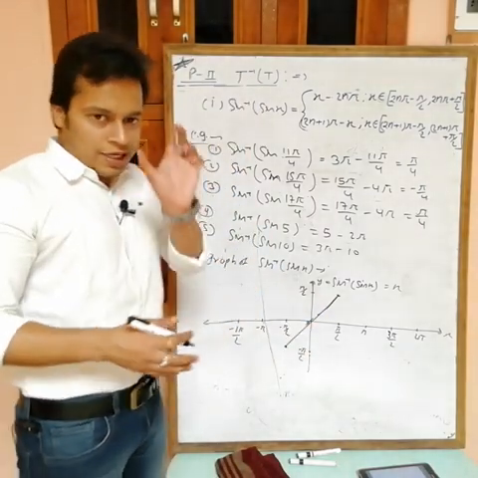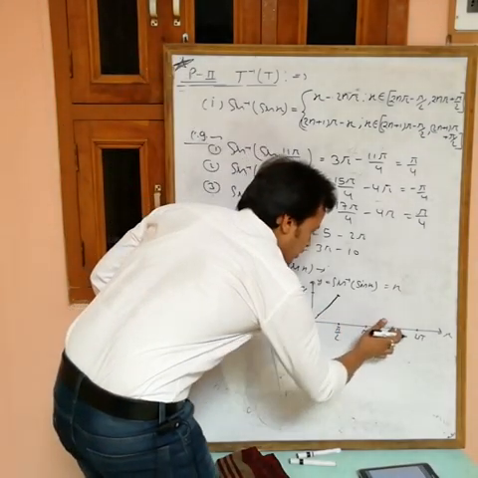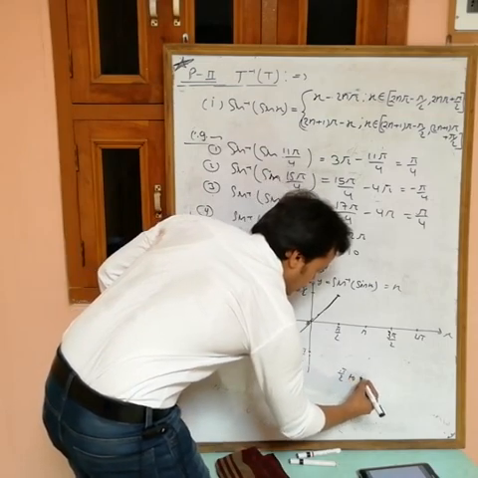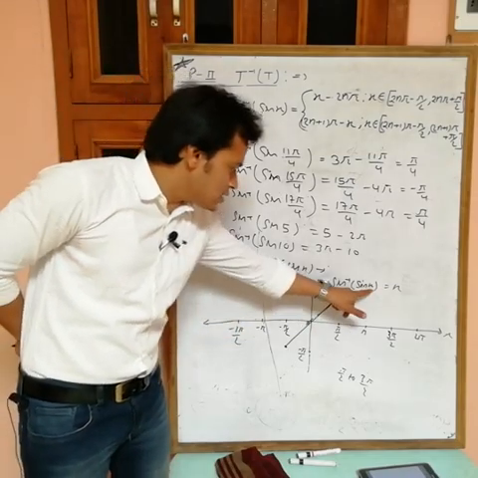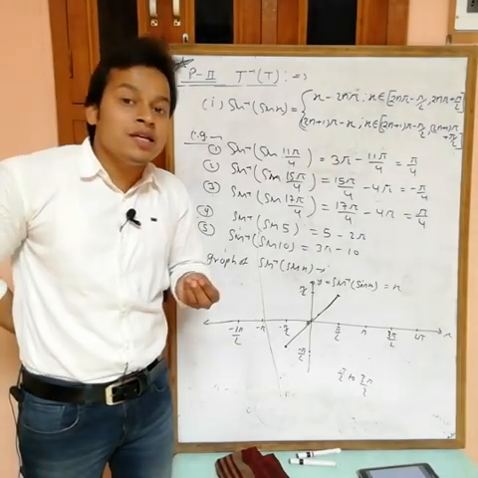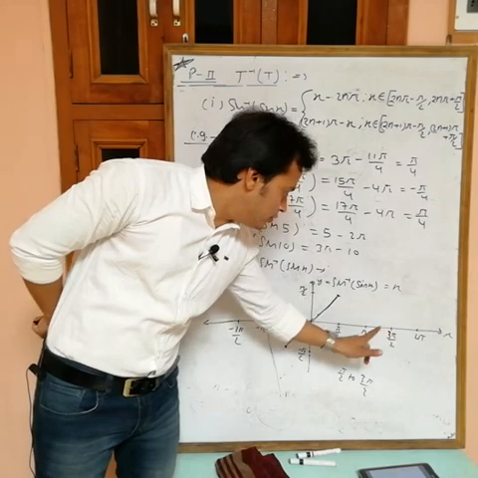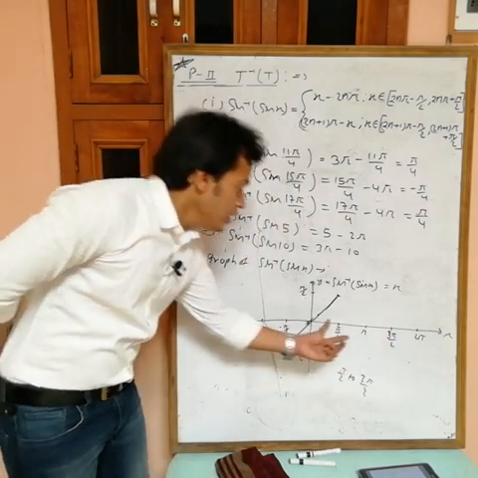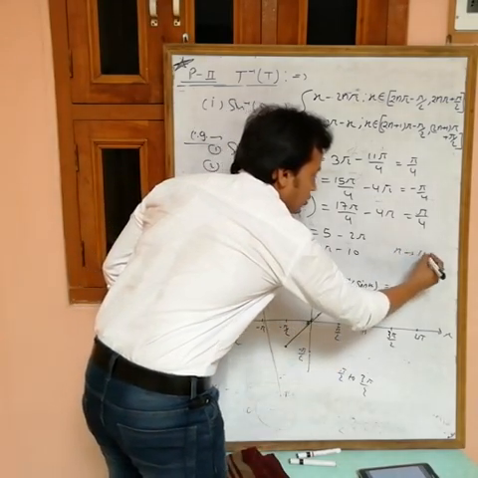Now next interval, take a pi interval for each graph. Okay, now I am taking pi by 2 to 3 pi by 2. For this interval pi by 2 to 3 pi by 2, if x lies in this interval, then check whether this is near to pi or 2 pi or 3 pi. In these values, this is near to pi, from before pi by 2 to after pi by 2. So in this interval x is near to pi.